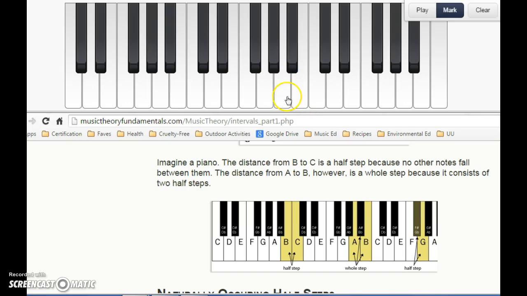Again, to show from before, if we were just going from B to C, we're going to the key right next door, which means that's just a half step. So going through this, if you see two dots like this, it's only a half step. And again, if you see three dots like this, it means that it's a whole step.